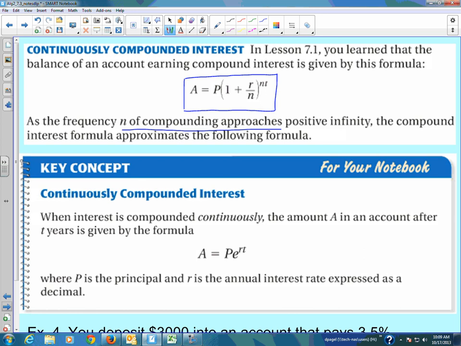Well, what if that n just keeps getting larger and larger and larger? We talked about where e came from, and we can physically see that expression again, 1 plus r over n to the n. As n continues to get bigger and bigger, that just became e. And so this helps us come up with what's known as our continuously compounded interest equation, called the Pert equation. We get A is equal to P e to the rt power.